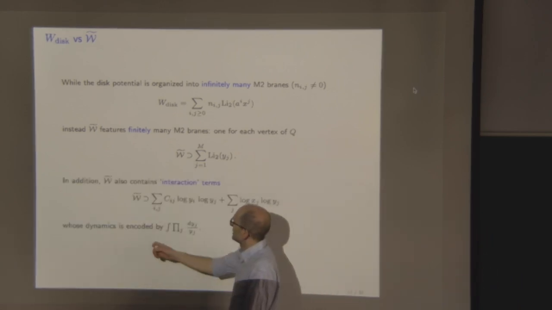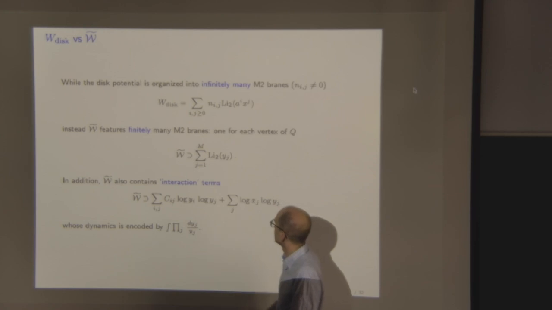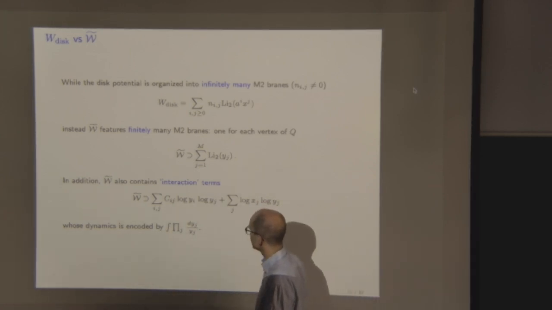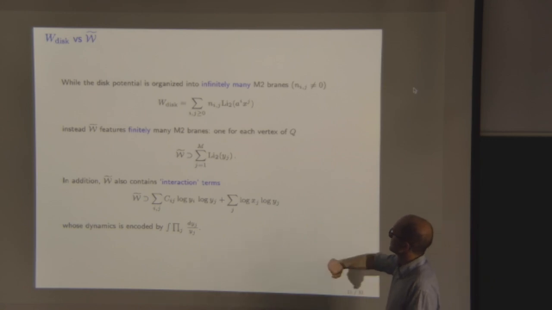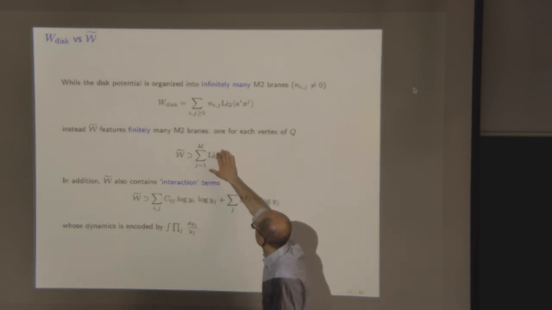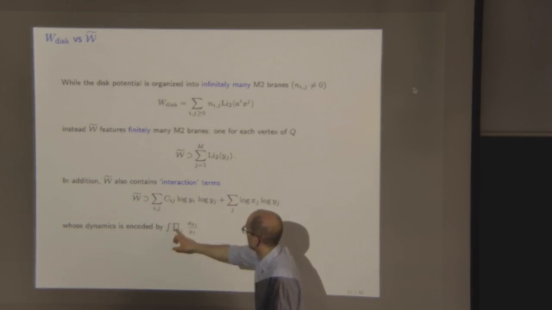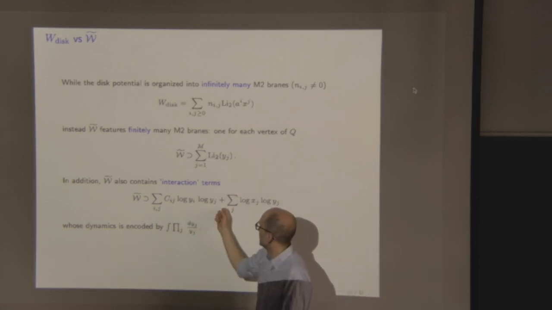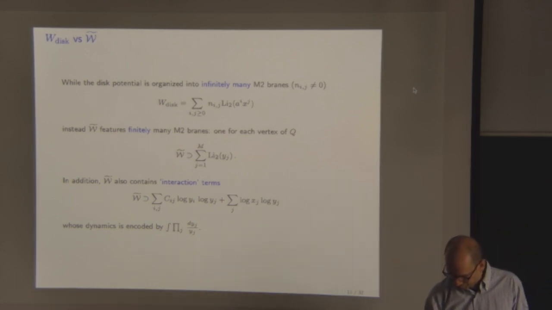The trade-off is that in W tilde, you don't just have these Li2, you also have this bilinear form in the y variables, and you have these other couplings. And the idea, which I'll make precise in a moment, is that somehow these are a finite number of M2 branes that talk to each other in a way that's encoded by the integral that performs the Legendre transform for you, and the interactions are mediated by this bilinear form.